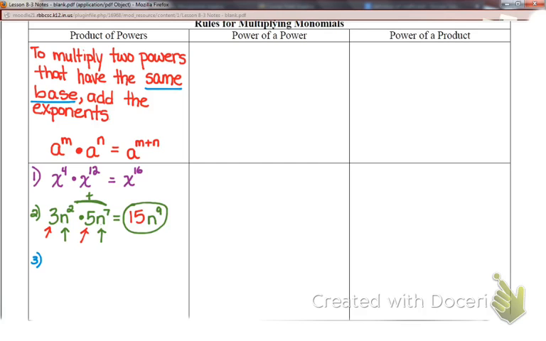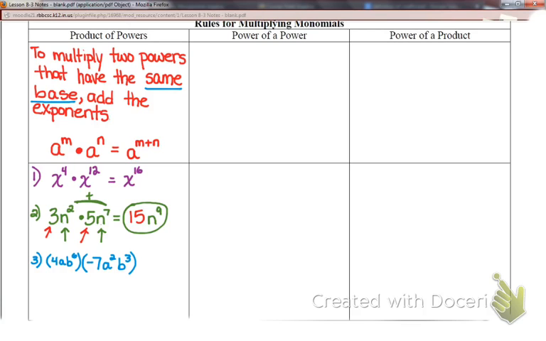Problem number 3 here. In parentheses, you have 4ab to the 6th, close your parentheses. Then you have another set of parentheses, and this means times. This is a product, because these parentheses are written right next to each other. Negative 7a squared b to the 3rd.